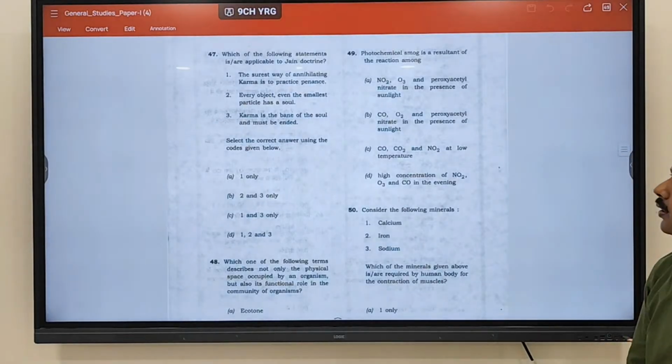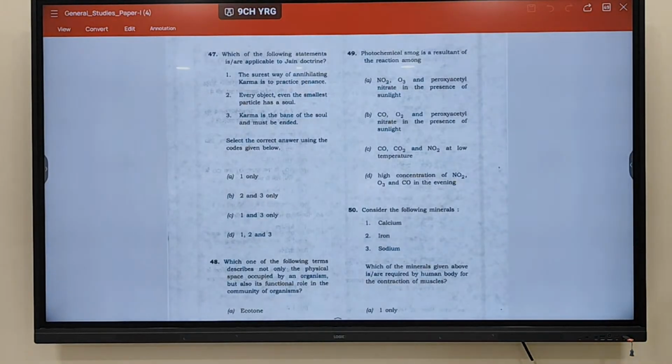Photochemical smog. Can you answer this? We discussed smog, two types of smog, Los Angeles and the other smog. So Los Angeles smog is also known as what? Photochemical smog. Why is this formed? Why does photochemical smog form?